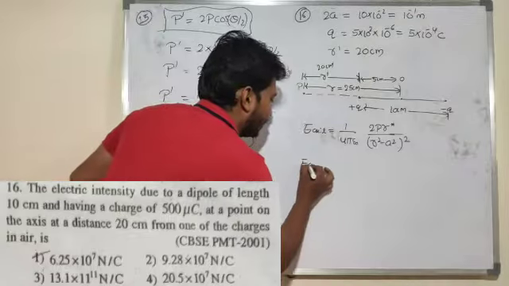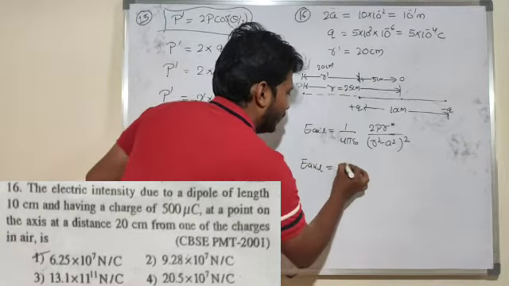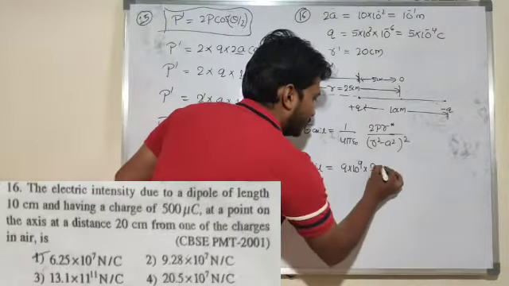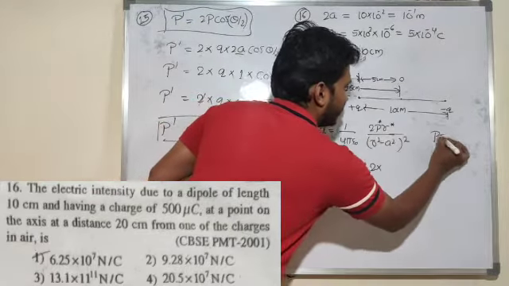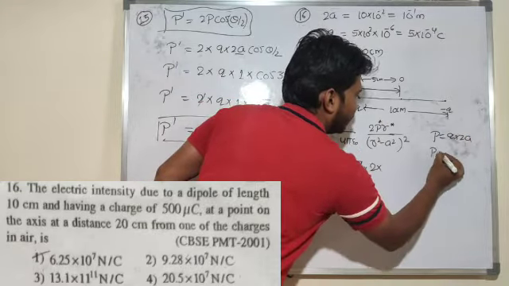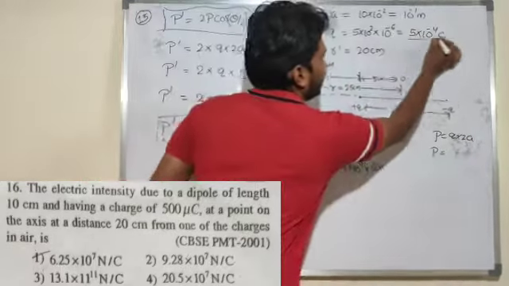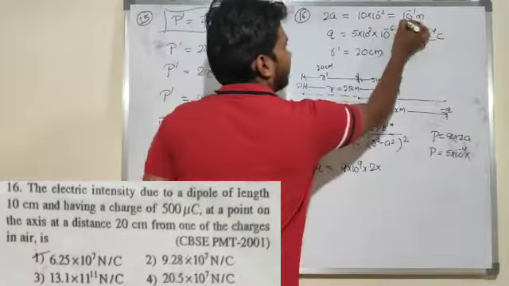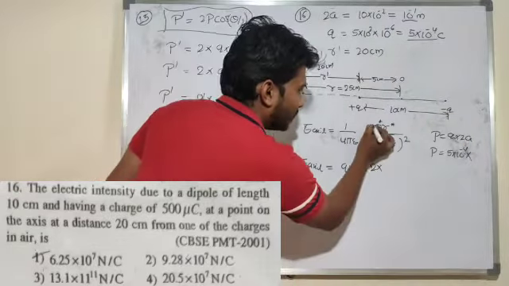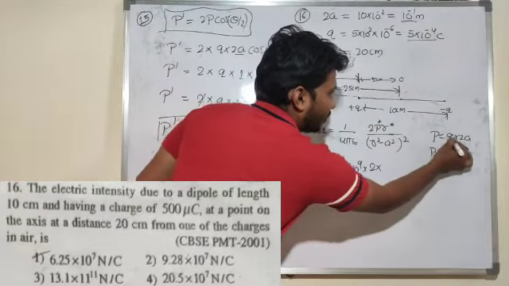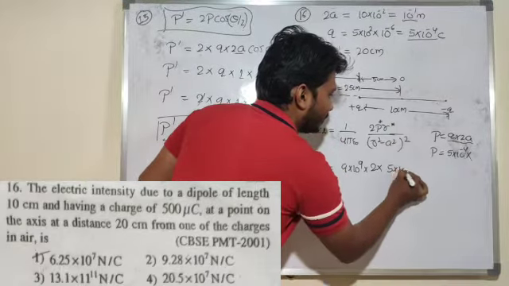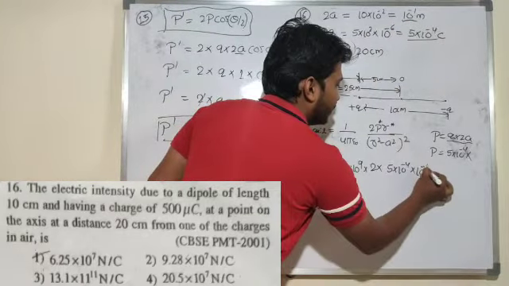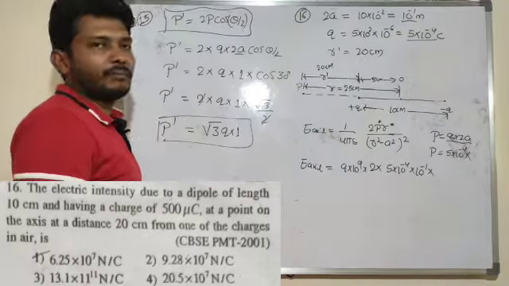So let me fill in the values. Electric field at axial line: 1 by 4 pi epsilon naught is 9 into 10 to the power of 9, times 2 into p. What is p? p is equal to q into 2a. The magnitude of the charge is 5 into 10 to the power of minus 4, and 2a, the dipole length, is 10 to the power of minus 1.